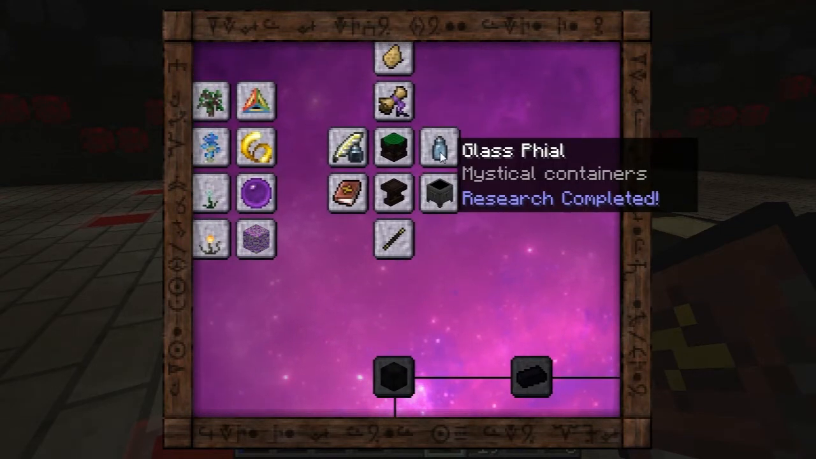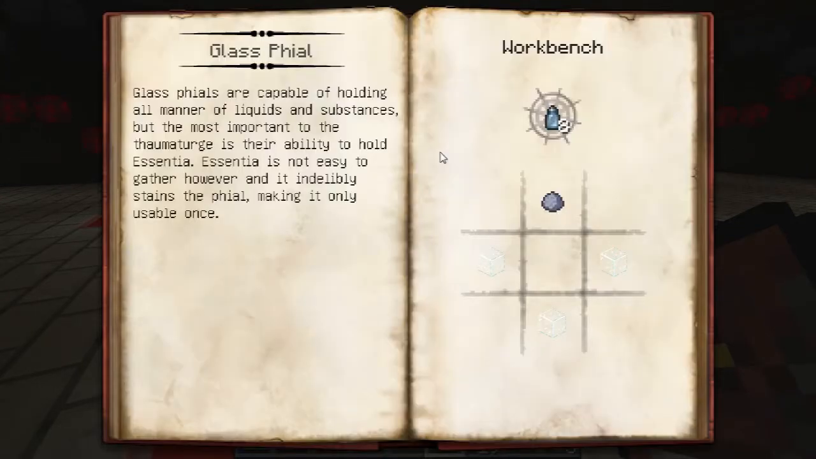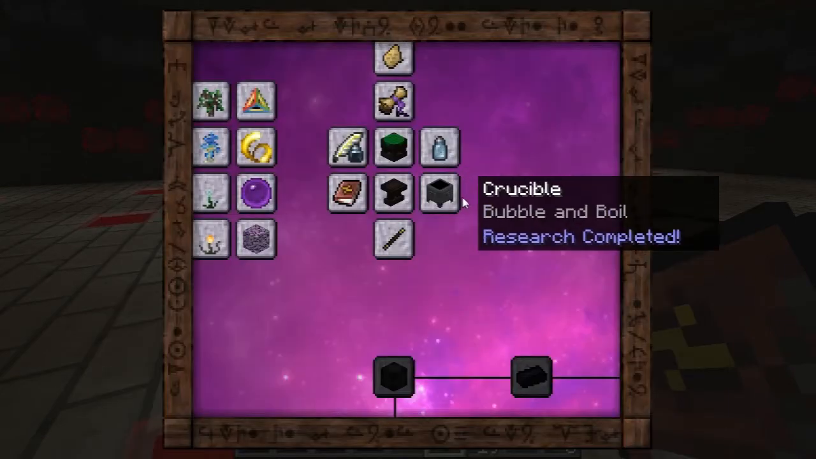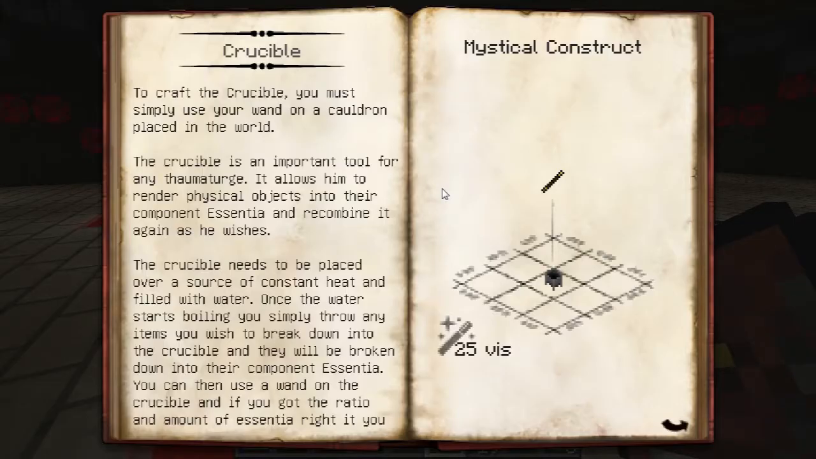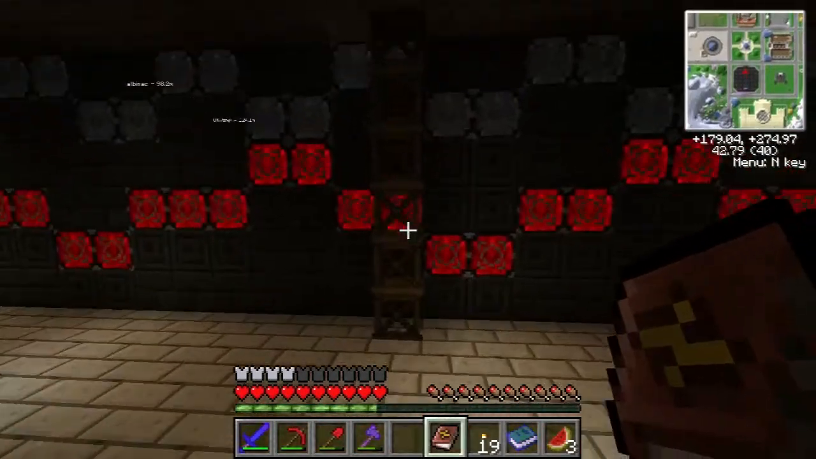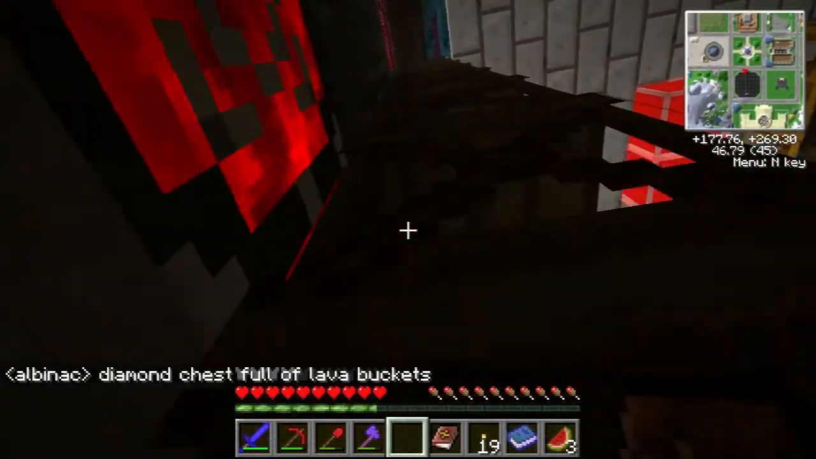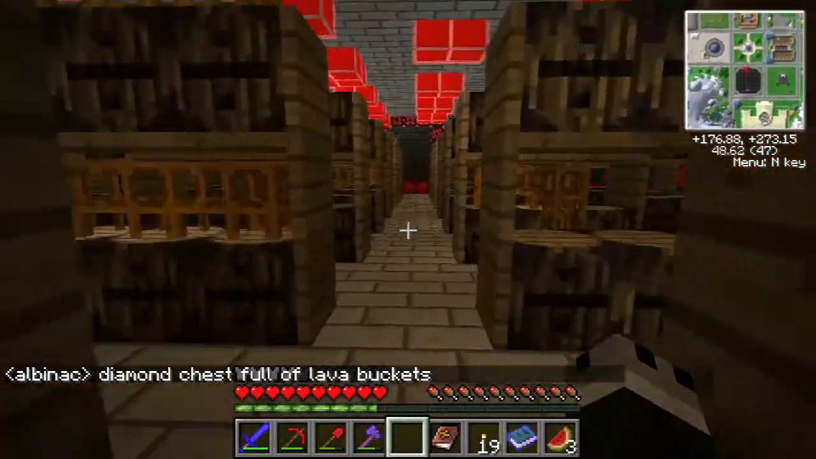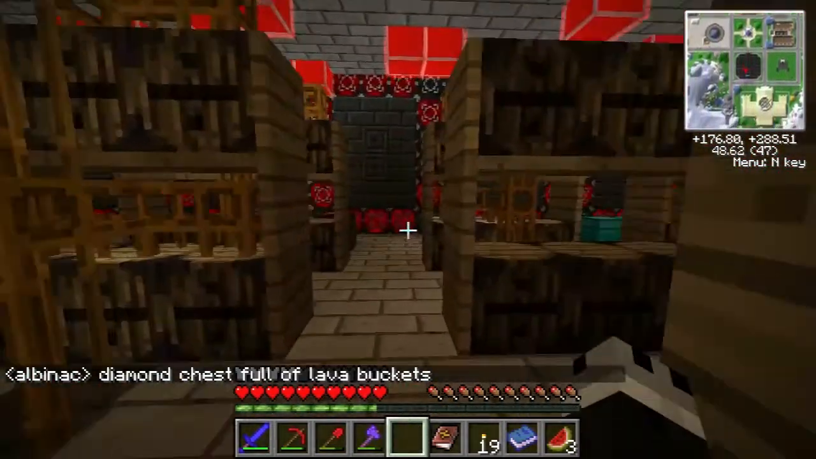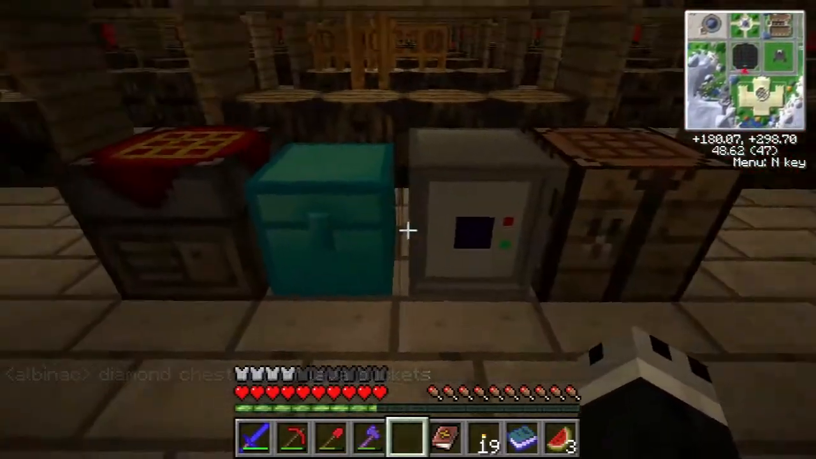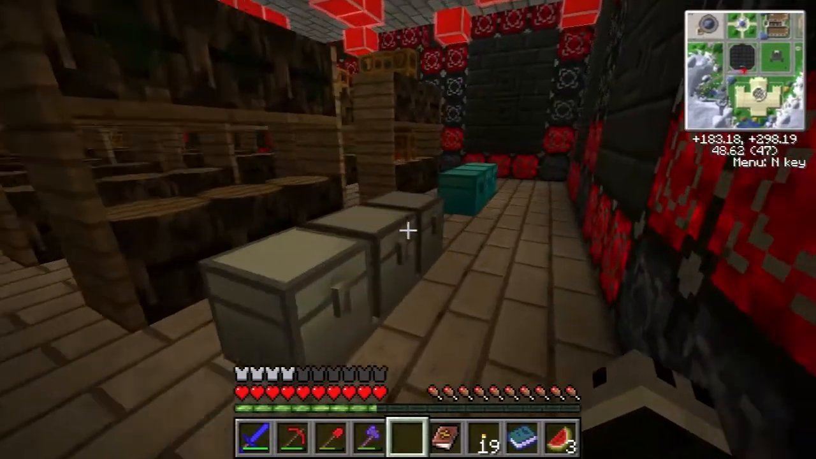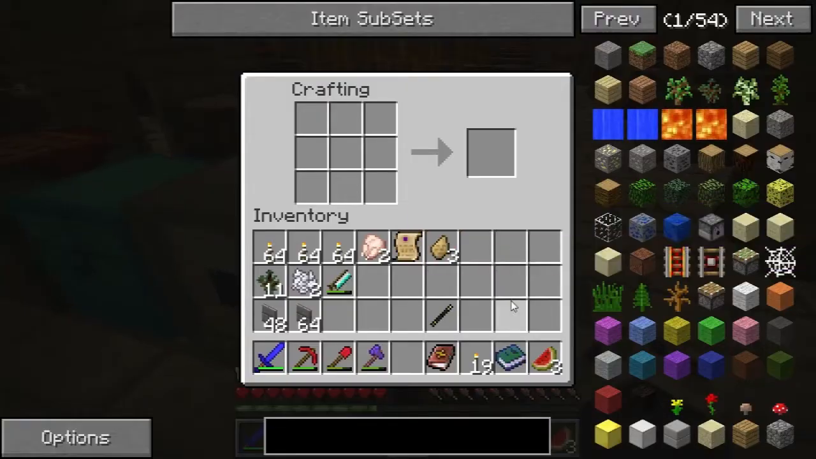So, let's see here. Let's just take a look at some of these other things. Glass vials are capable of holding all manner of liquids and substances. They can hold essentia, okay. And then, so basically the crucible is what I'm going to use to craft things, but I'm going to basically need to make an infinite water source to keep filling it. So, a couple things need to be done here.